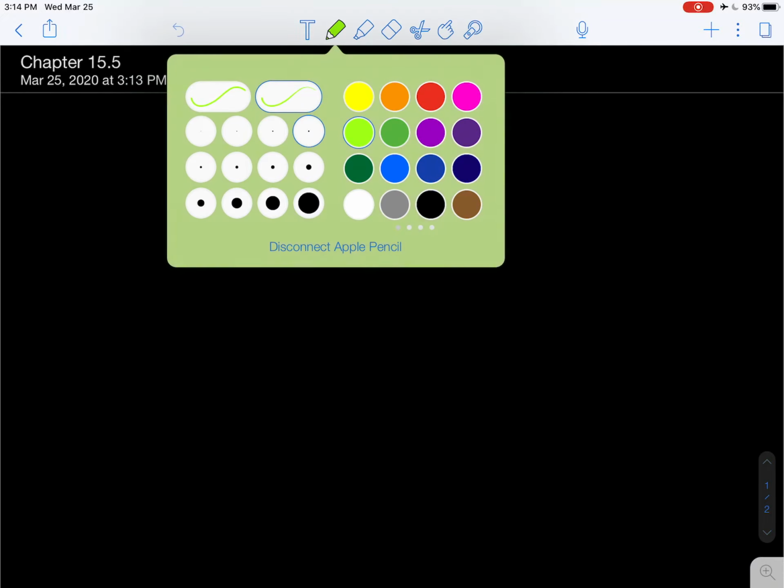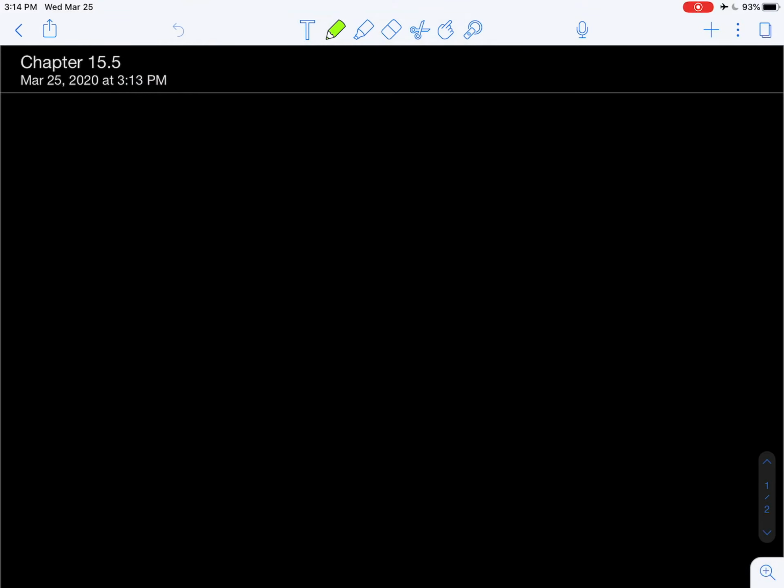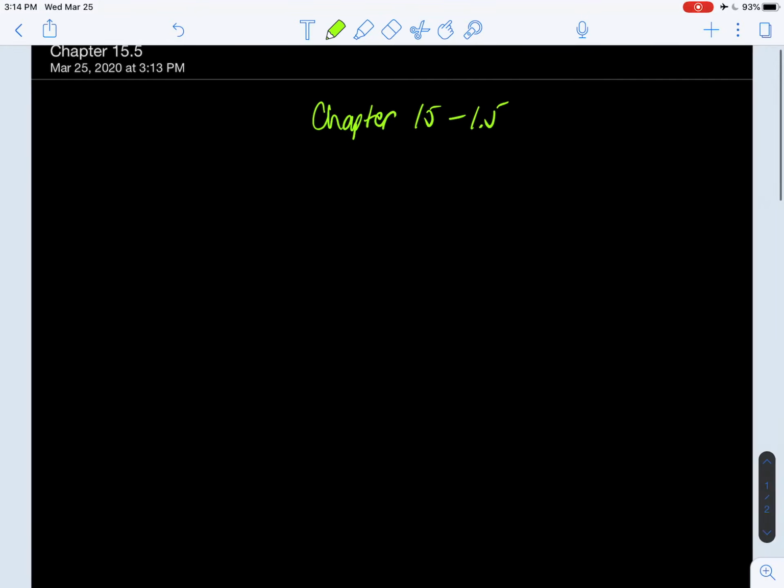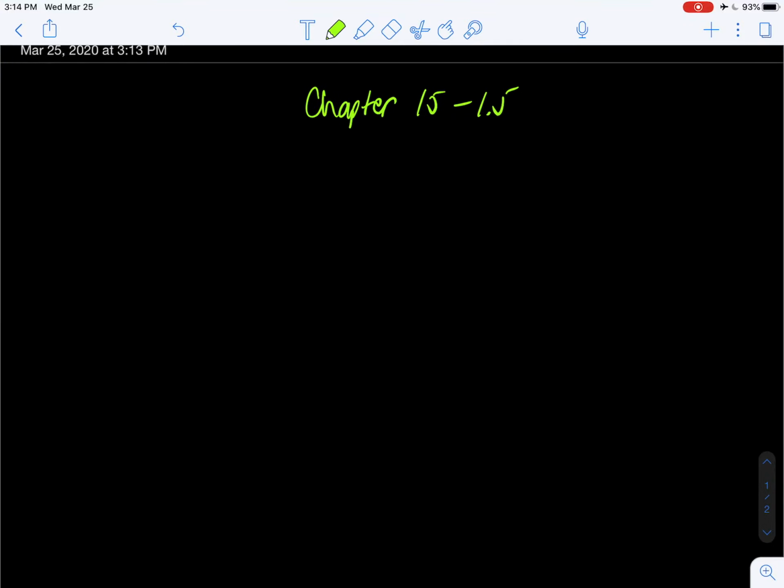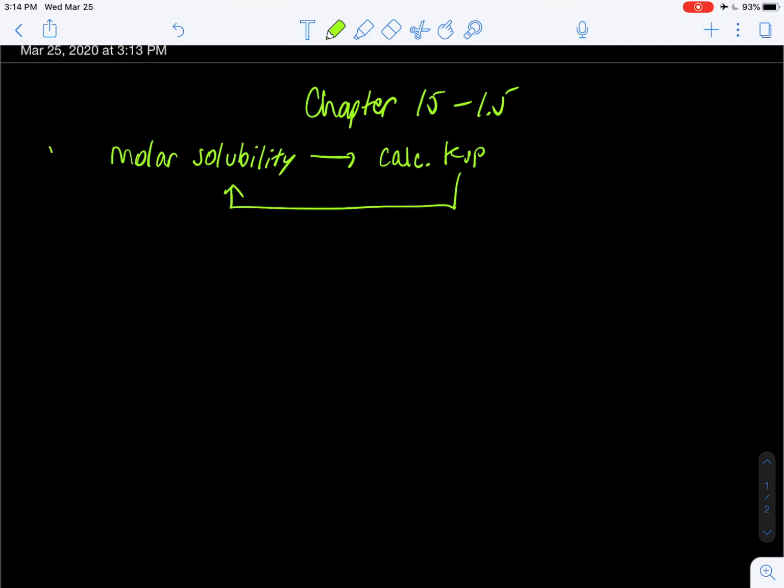All right, this is chapter 15, part 5. So here we want to talk about molar solubility. If we know the molar solubility, we can calculate the KSP. If we know the KSP, we can calculate the molar solubility. Let me explain what this means.